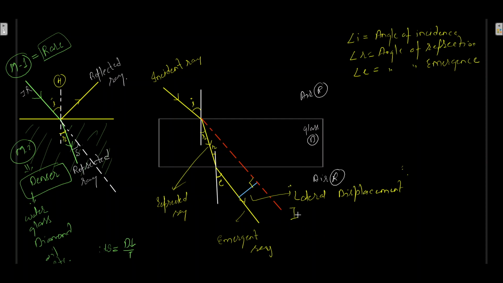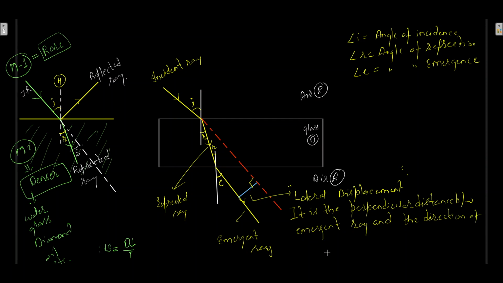We can write a definition of lateral displacement here. What is it? It is the perpendicular distance between the emergent ray and the direction of the incident ray. So hopefully you understand what situation is going on.